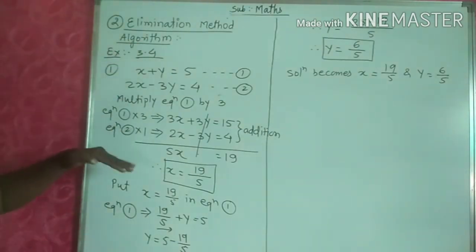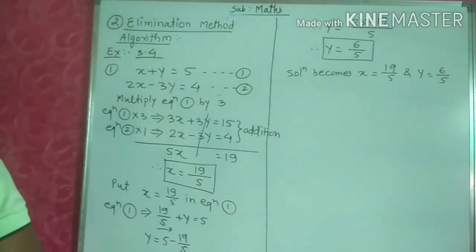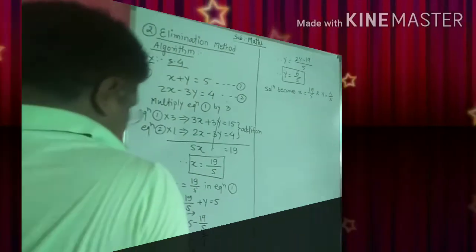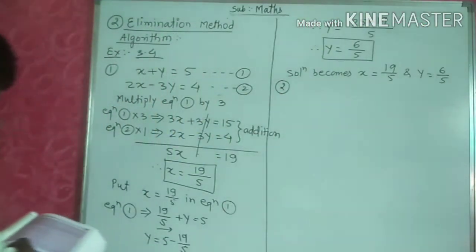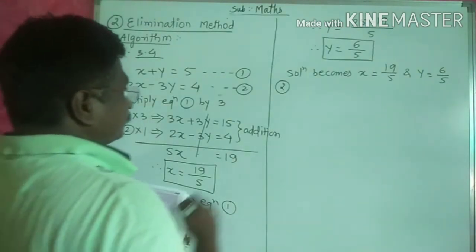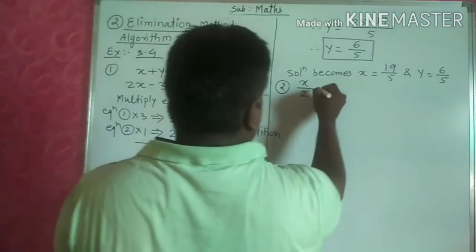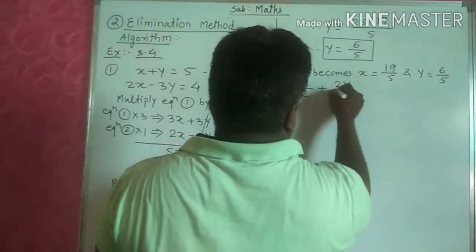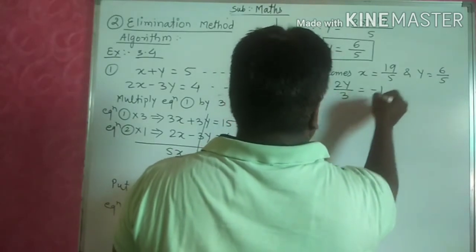Understood how to use the elimination method? In this way we have to find the value of x and y. We will go on to the second question. Another example, please. x by 2 plus 2y by 3 equals minus 1.